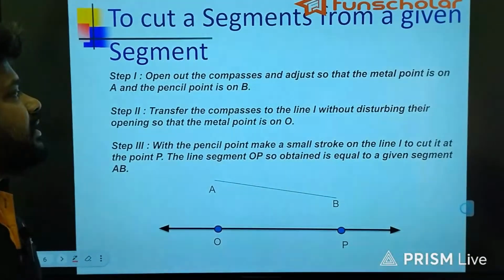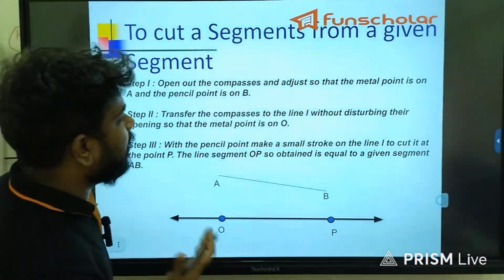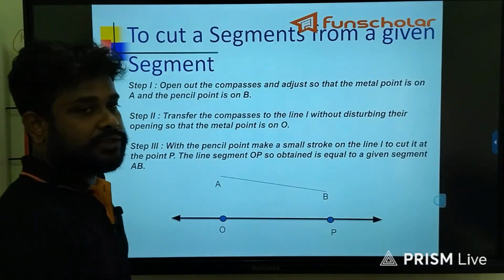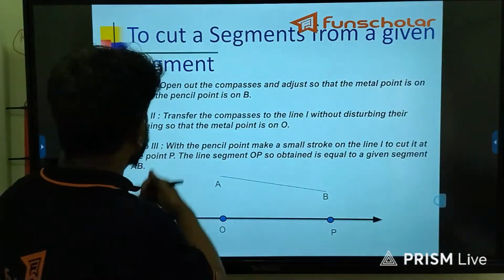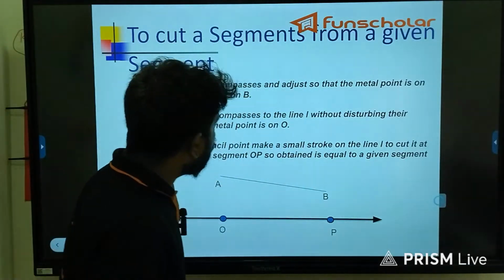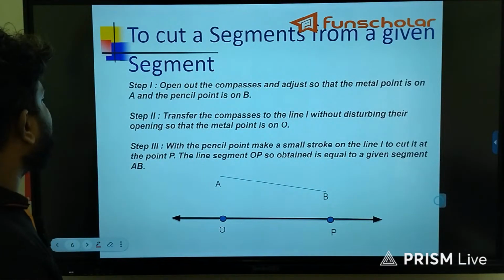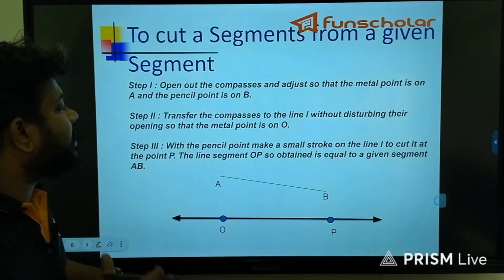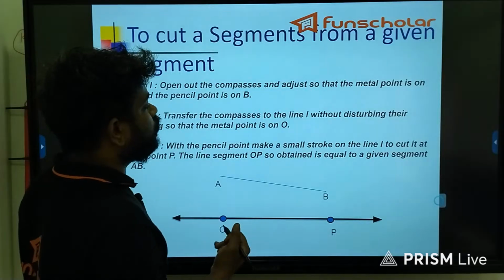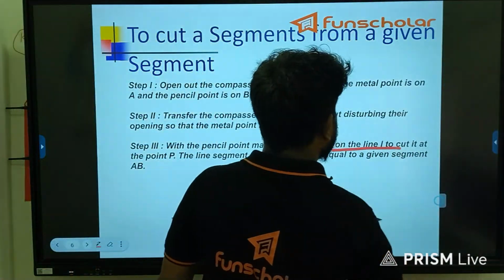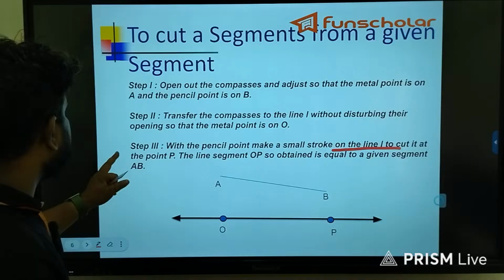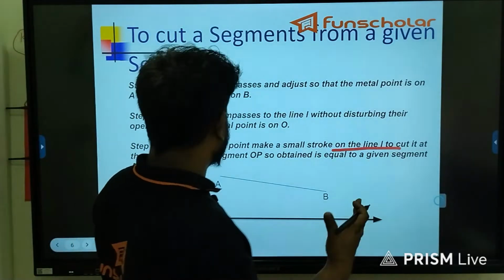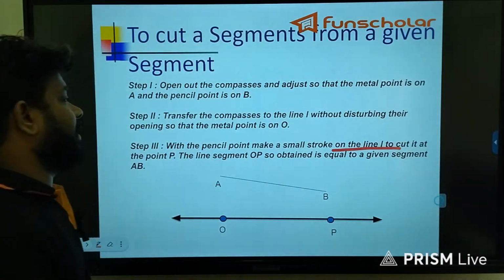The next step is to cut a segment from a given segment. Step 1, open out the compasses and adjust so that the middle point is on A and the pencil point is on B. Step 2, transfer the compasses to the line l without disturbing the opening so that the middle point is on O. Step 3, with the pencil point, make a small stroke on the line l to cut it at the point P. The line segment OP so obtained is equal to the given segment AB.